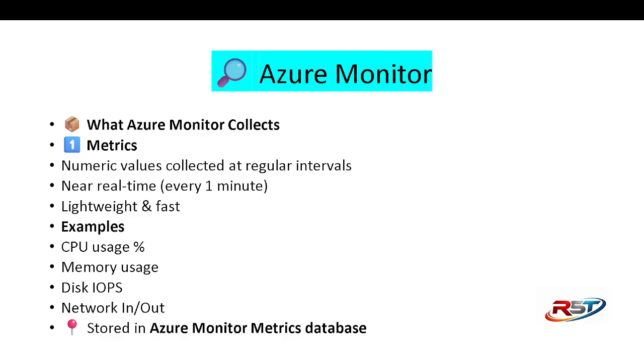What does Azure Monitor collect? First one is metrics. A metric is a numeric value collected at regular intervals, near real time, every 1 minute. So it is almost real time. Metrics are lightweight and fast. Examples: CPU usage percentage, memory usage, disk IOPS, network in and out.